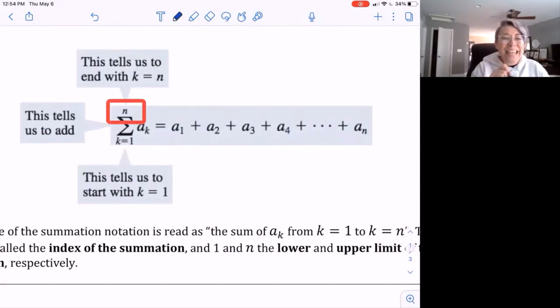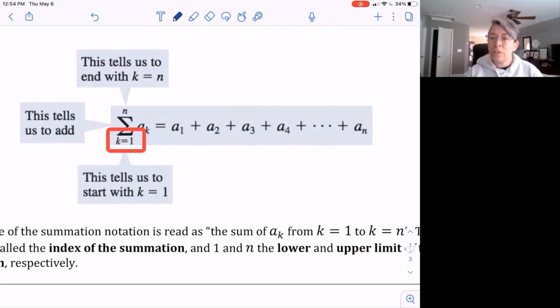The very top n tells us how many terms we're working with, basically. It tells us to end when k equals n. The k in the bottom tells us that we're starting with 1. Now, you may see summations in the future where the k starts at 0 or at a different number, but it's usually 0 or 1. The sigma itself tells us to add. So think of the sigma, capital S for sum.